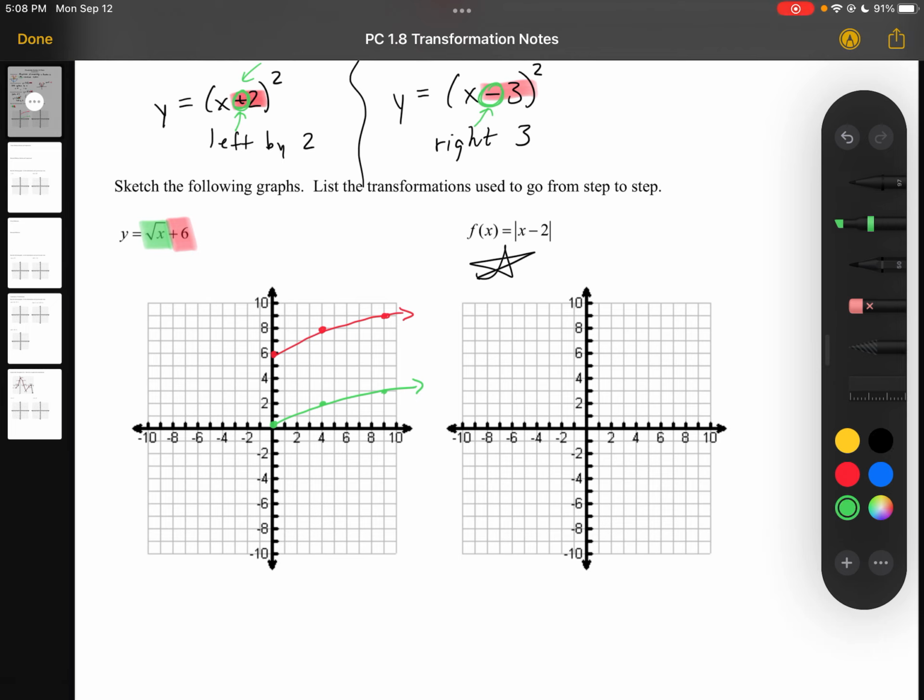Okay, so we're going to start off with our original function, which is the absolute value of x. So the absolute value of x in green, that's one that looks like a V. I've always really liked these ones.